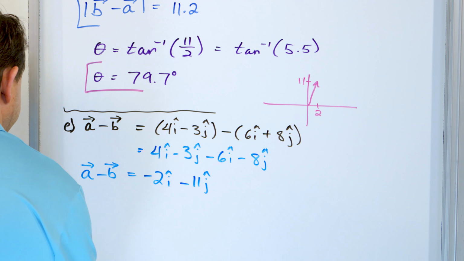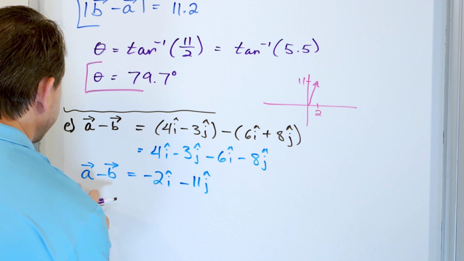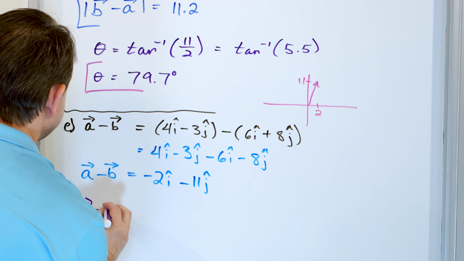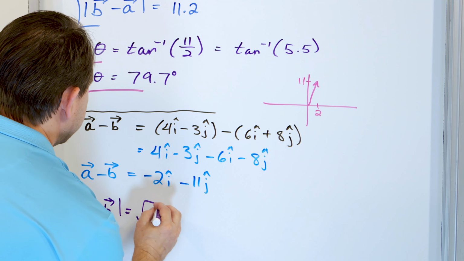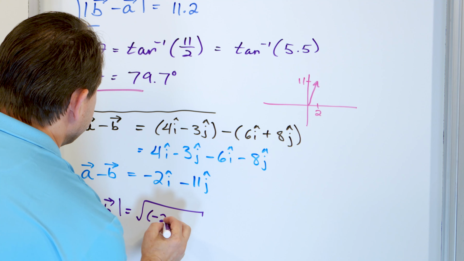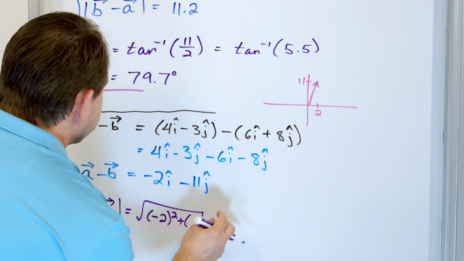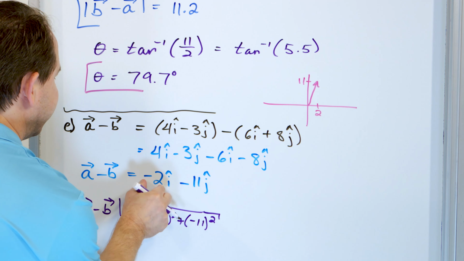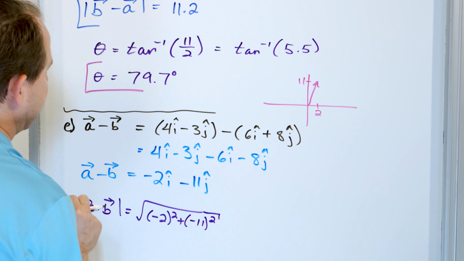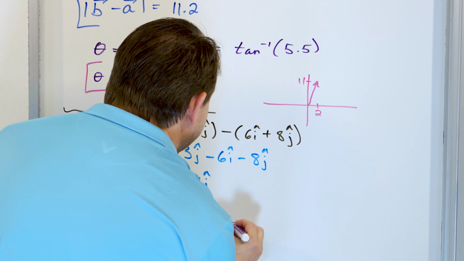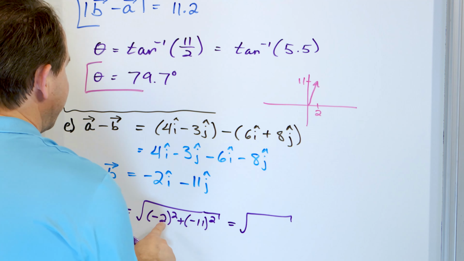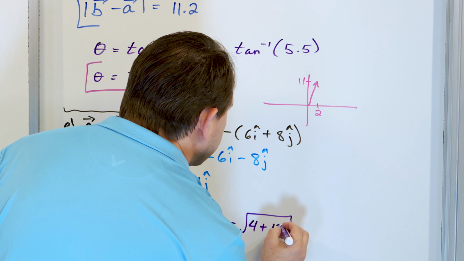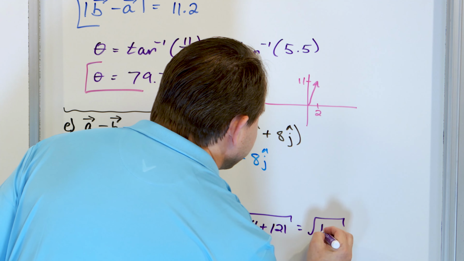Let's change this into the magnitude and so on. So we suspect that we're correct, but let's just check. Magnitude A minus B. What's it going to be equal to? It's going to be equal to negative 2 squared plus negative 11 squared. Just this is a negative 2, that's the component, that's a negative 11, that's the component. But these numbers are all the same as before. So this is still going to give you a positive 4, and this is still going to give you a positive 121. So this is still going to give you the square root of 125.